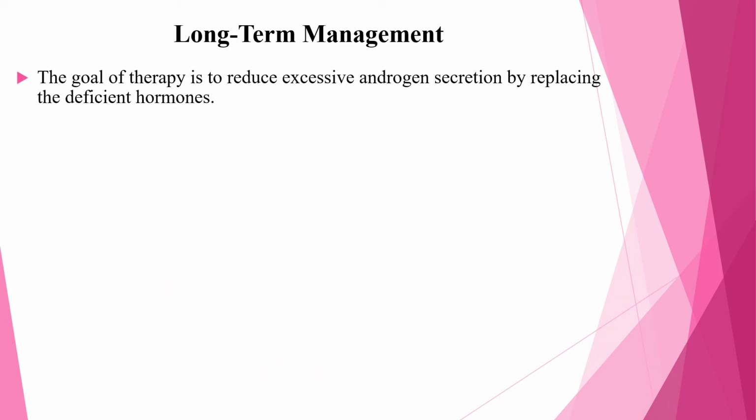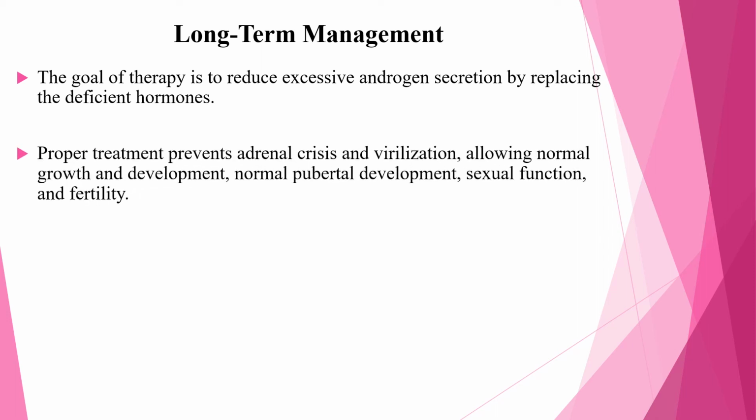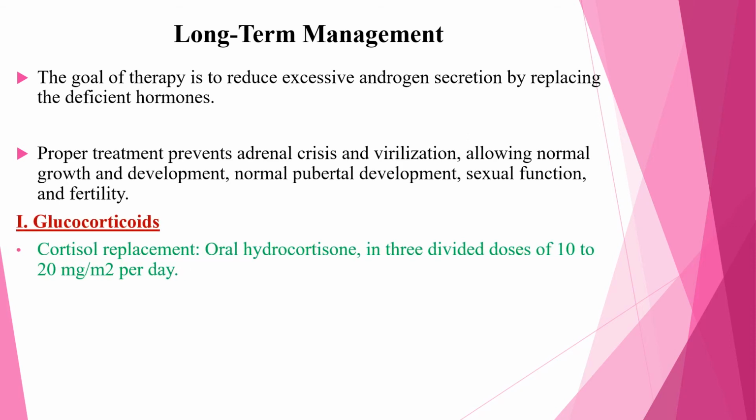The goal of therapy is to reduce excessive androgen secretion by replacing the deficient hormones, and proper treatment prevents adrenal crisis and virilization, along with normal growth and development, normal pubertal development, sexual function, and fertility. The first one is glucocorticoid. Cortisol replacement with oral hydrocortisone in 3 divided doses of 10 to 20 mg per meter square per day.